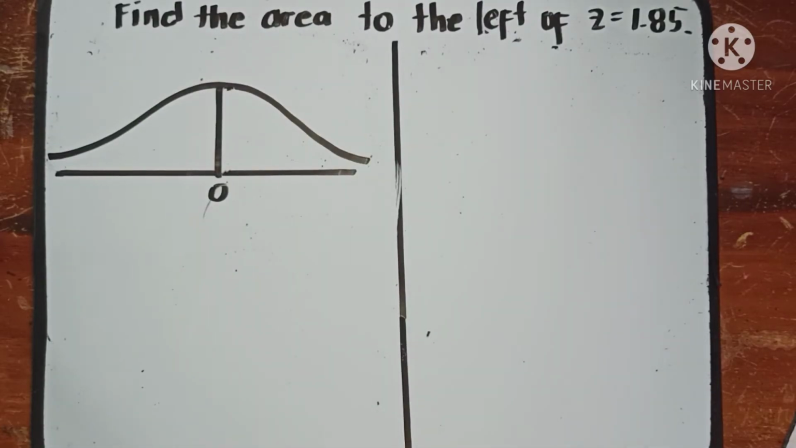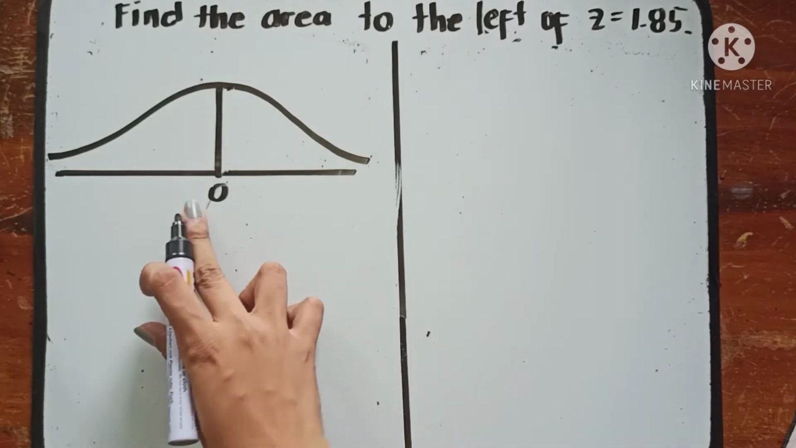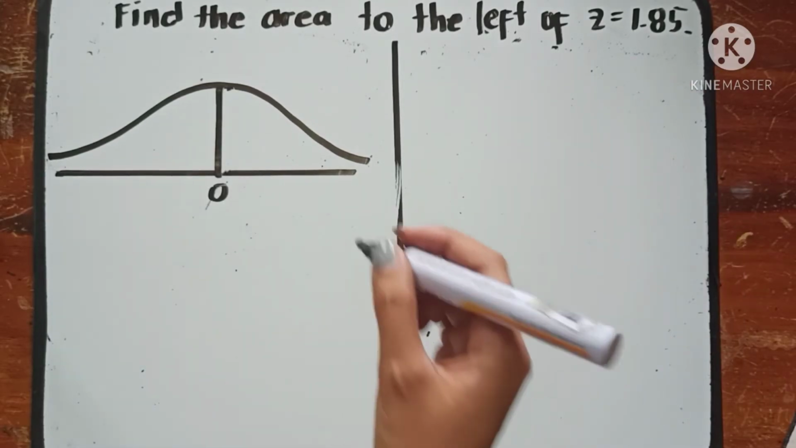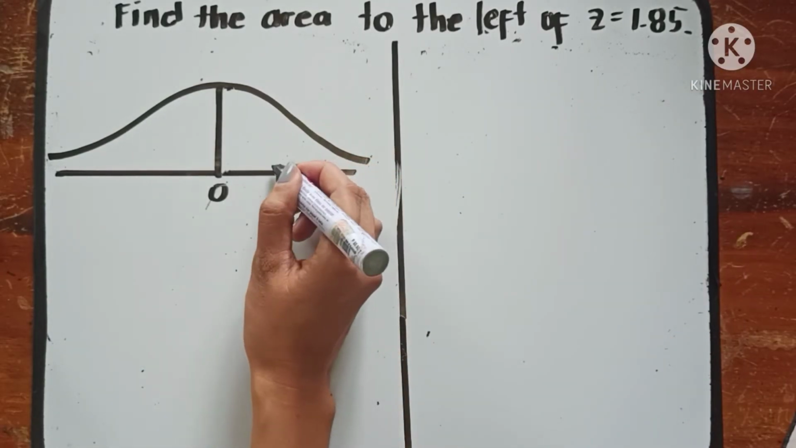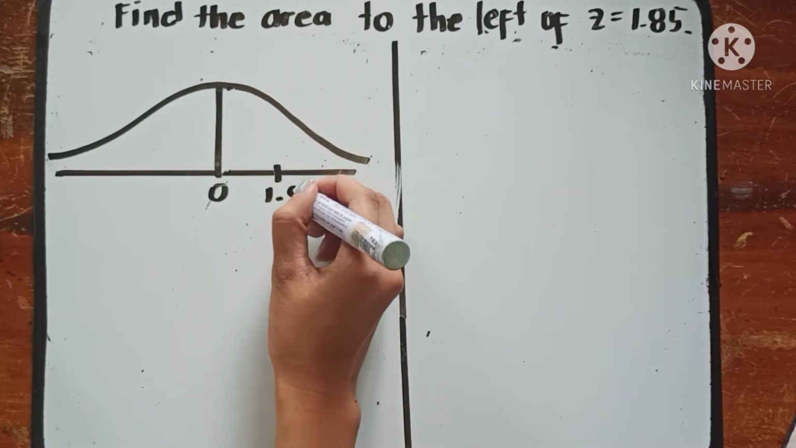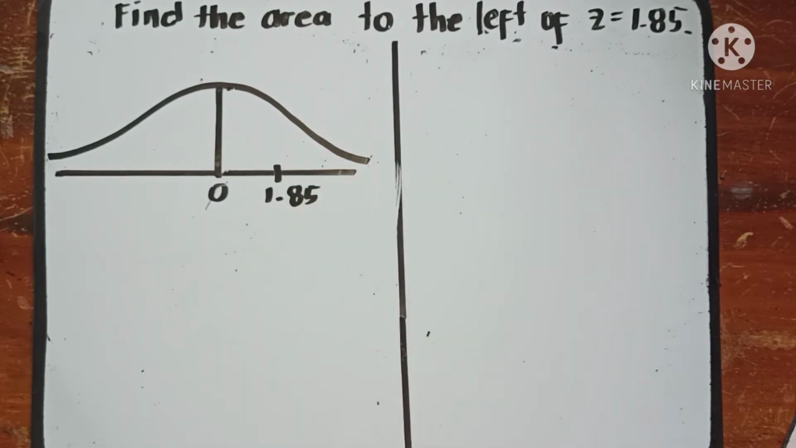Okay, so next example. Find the area to the left of z is equal to 1.85. Okay, so again, sketch the normal curve and after that, ilagay lahat ng given values. So, gitna si 0 and meron tayong 1.85. So, si 1.85 ay nasa right side since this is a positive number.